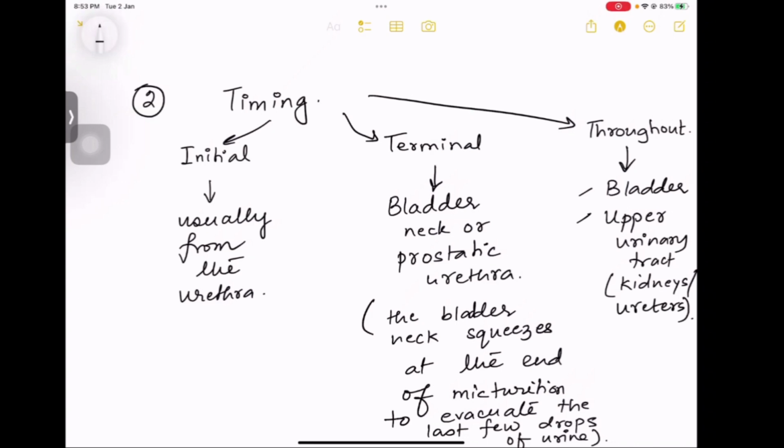And if the blood is coming throughout the voiding of urine, then the problem can be anywhere. It can be in the kidney, the ureter, the bladder, the urethra, and any part of the upper urinary tract.